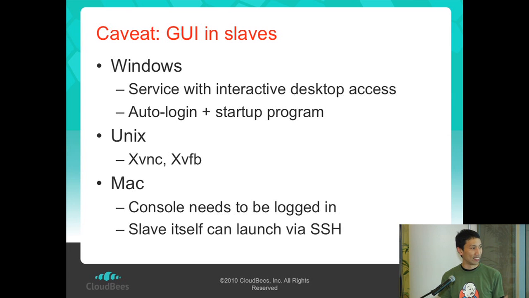The Mac is a bit strange. They don't really have any support for virtual displays, so someone needs to be interactively logging into the console, the primary display. But once you do that, the slaves can connect through SSH and run the services. So there are different things that need to be done on different platforms.